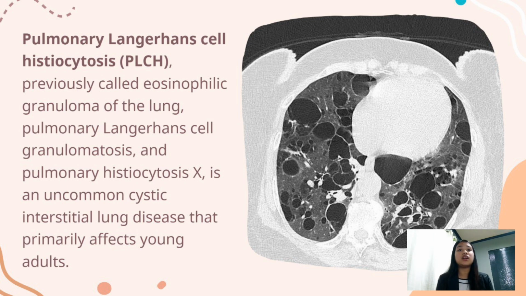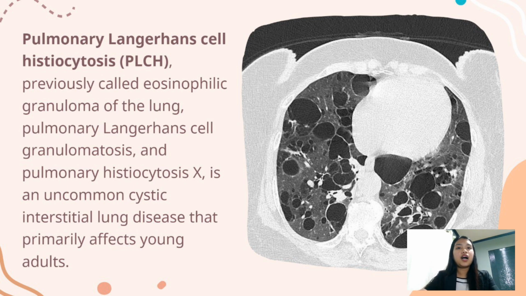So ano nga ba itong si Langerhans cells? Si Langerhans cells ay type ng immune cells sa ating lungs. Pero these cells are usually found in the skin. But in pulmonary Langerhans cell histiocytosis, they accumulate in the lungs, causing inflammation and damage.